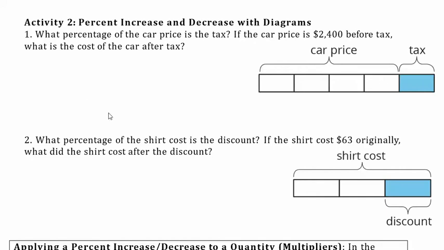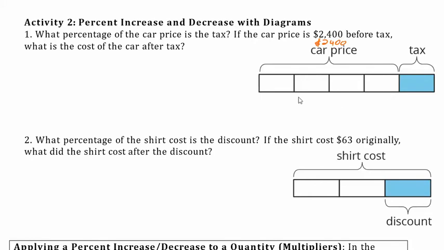So let's see, what do we know? We know the car price is $2,400. So let's write that in here. $2,400 is the car price. So that represents these 4 blocks. I want you to think about percent-wise what each of these rectangles would represent.